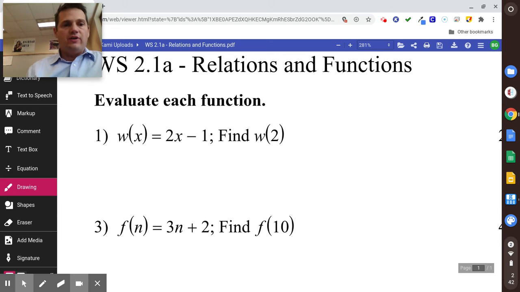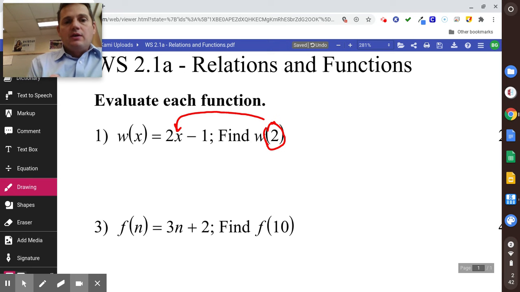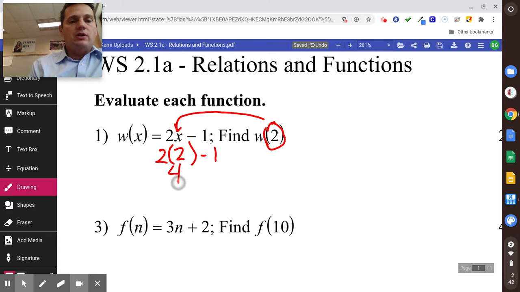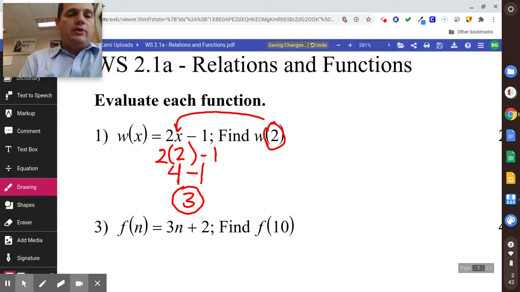2.1a, relations and functions. We're going to evaluate each function. Evaluate means, of course, find the value. So in problem number 1, what we want to do is take this number and plug it into the w function. So if you're doing this by hand, it's going to look like this, 2 times 2 minus 1. We can follow order of operations, PEMDAS, and we see that multiplication happens before subtraction. 4 minus 1 is 3. Make sure you write your answer, circle your answer, but also show your work, please.